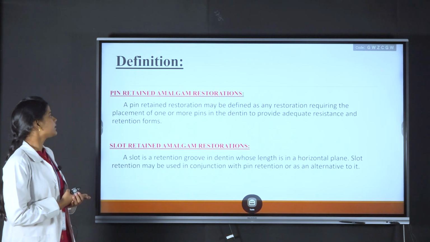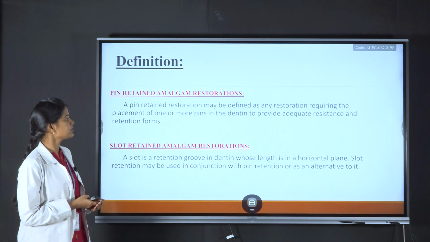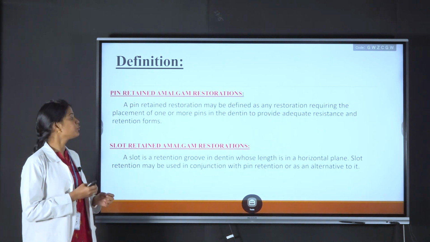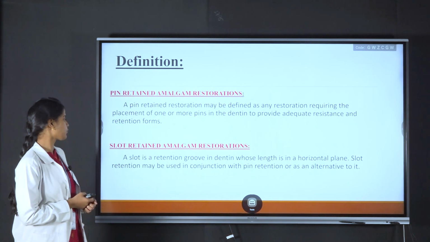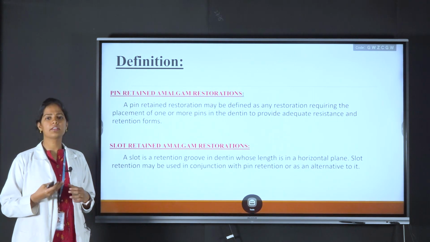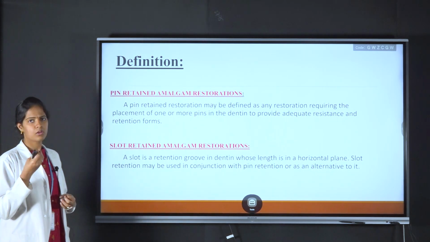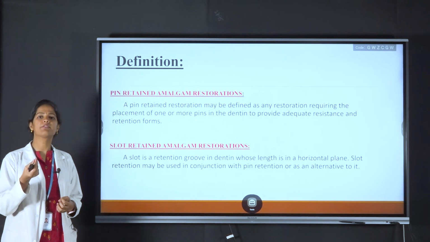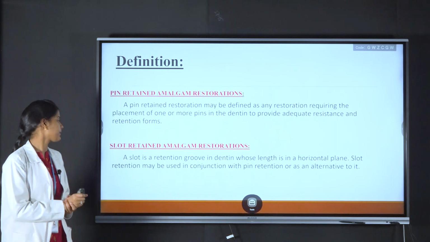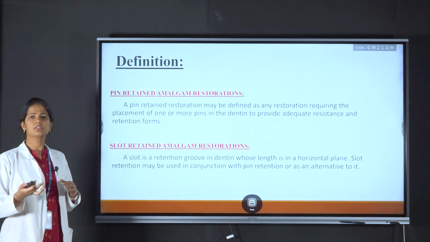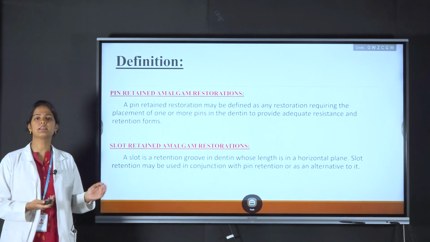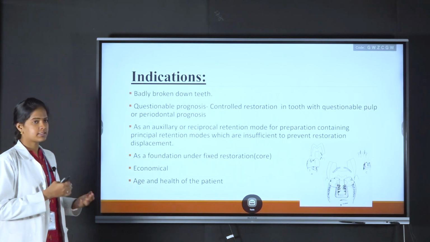So coming to the major definition, this is actually a very important definition. A pin retained amalgam restoration is a restoration that requires the placement of one or more pins into the dentine to provide adequate resistance or retention form. Okay, so in pin retained restorations, there is something called slot retained restorations also. This slot is nothing but a retentive groove that we place into the dentine, which is usually given in a horizontal plane. These slots can be used in conjunction with the complex amalgam restoration or can be given as a separate entity.